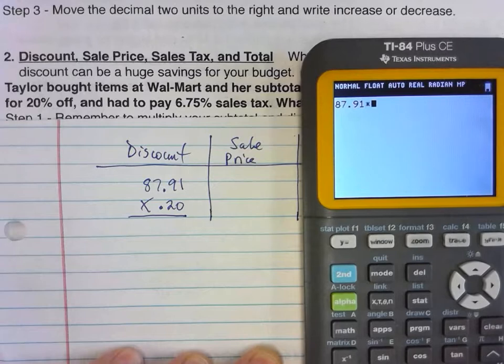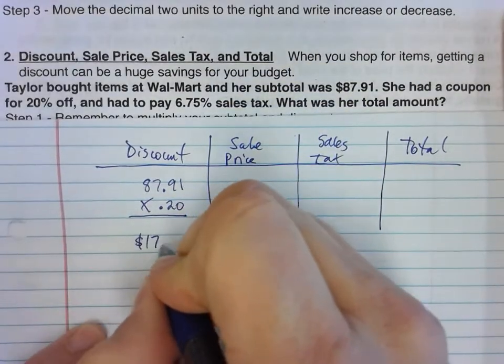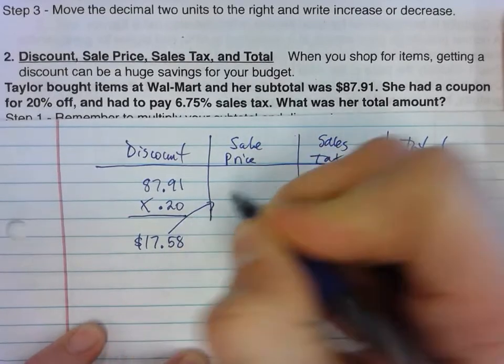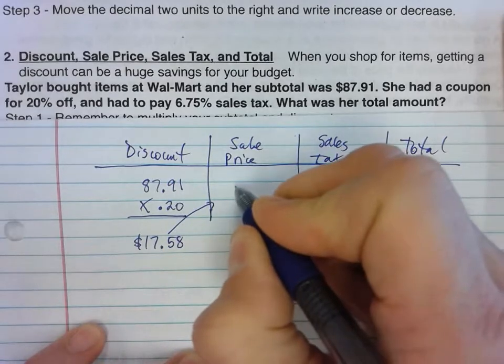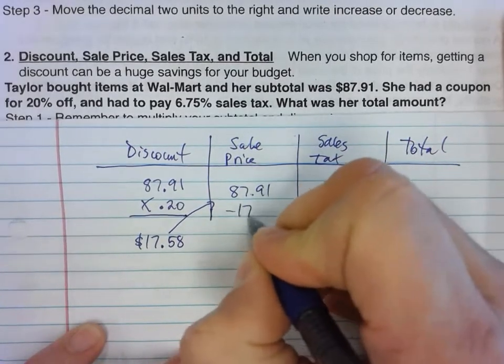$87.91 times 0.20, because we're getting 20% off. That means our discount. Again, we're going to the hundredths place because we're doing dollars and cents. Since there's a 2 right there, that is not going to round up, so it's going to be $17.58 in the discount world. Then we're going to take that and subtract it away from the original price. So $87.91 minus $17.58.